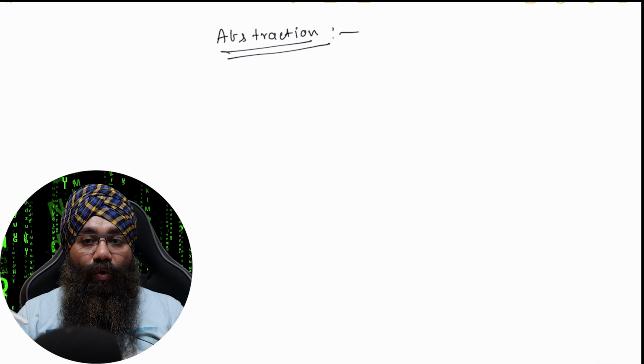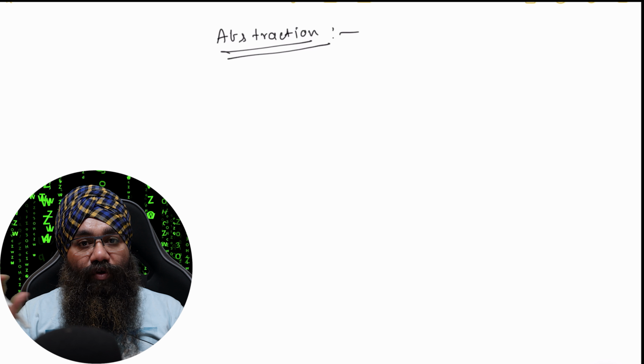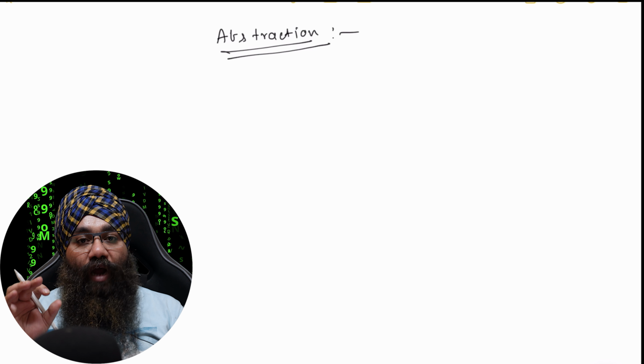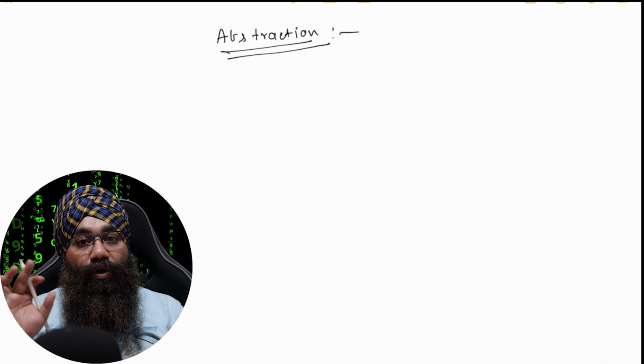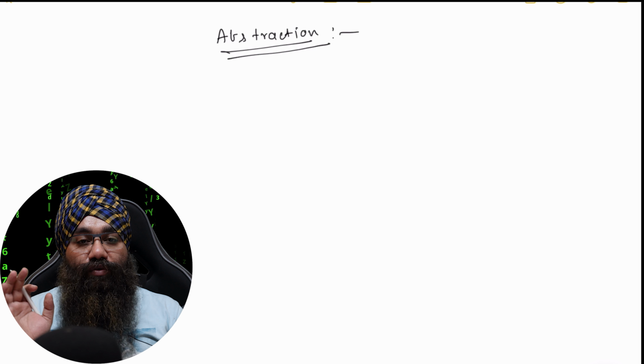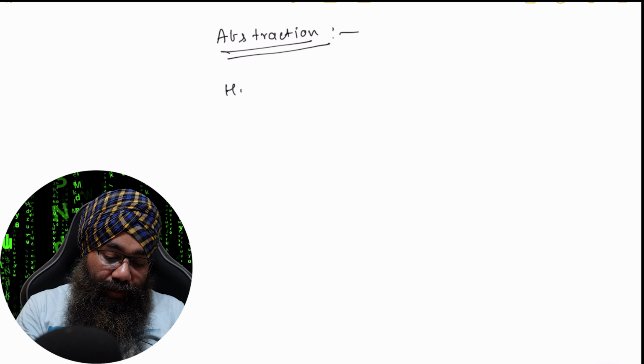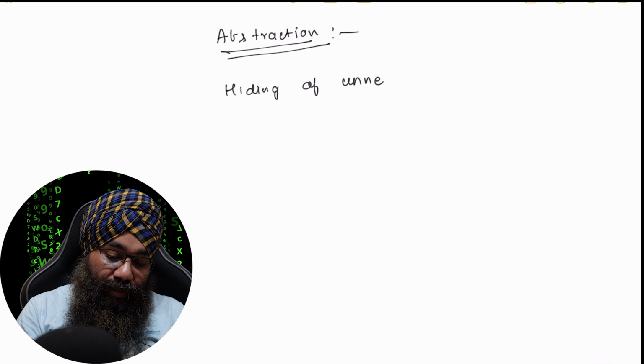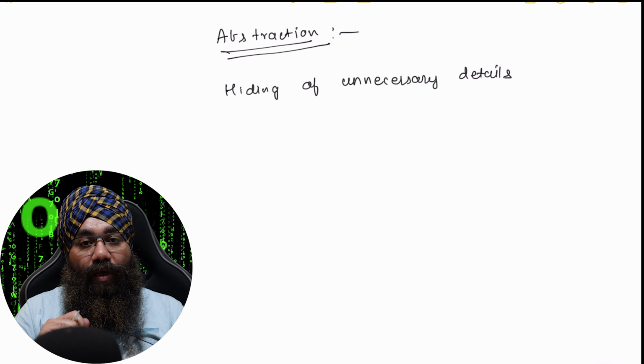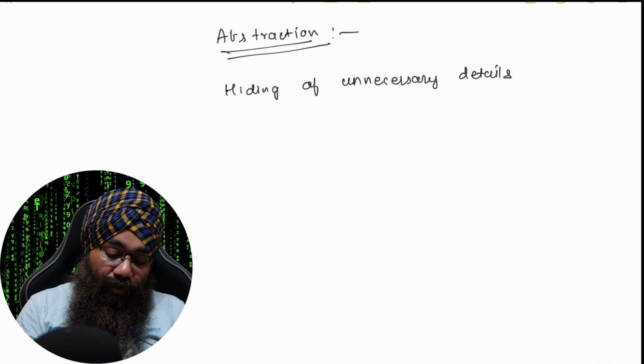You are only told that if you press the accelerator, the car will go faster. If you press the brake, the car will get slower and stop. You only need to know this much information to drive the car. The hiding of unnecessary details. This is abstraction.